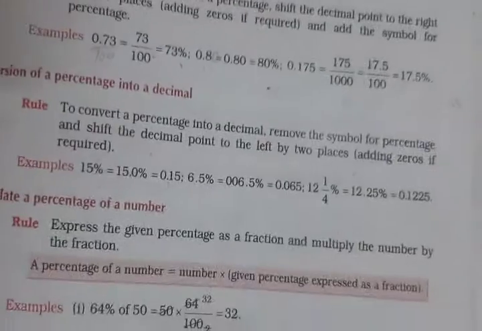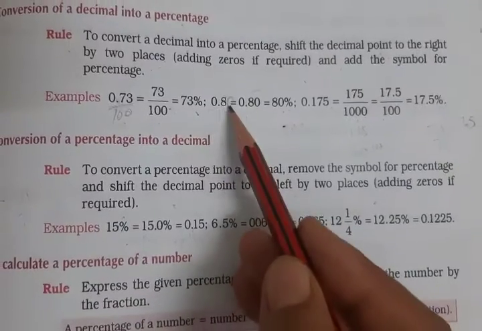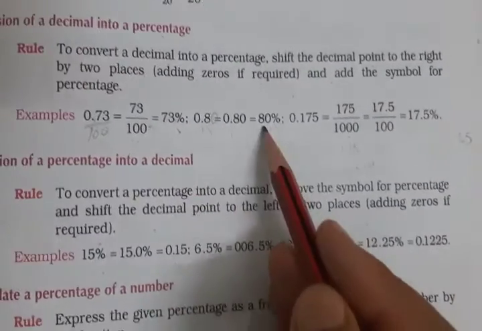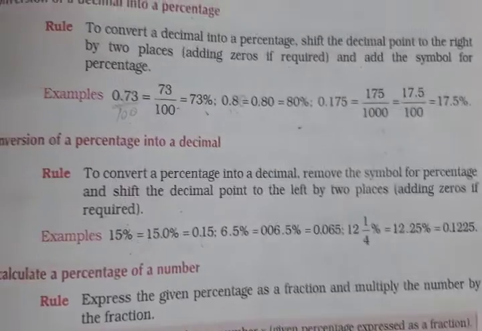Now on book, 0.8, what they will do? Simple. Now 0.175. Now what we will do? 0.175. Firstly we will remove this decimal. After this decimal, how many digits are there? 1 2 3. That means 1000 will come.